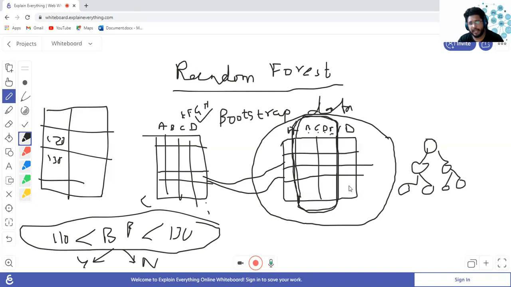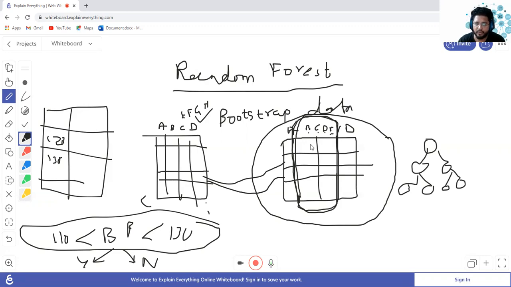Now, how do I do that? Because if I take all the columns in consideration, then only a unique decision tree will be generated, because that is the best decision tree according to the Gini impurity score that we are calculating. So how do I create multiple decision trees from the same data set? That is by this algorithm.